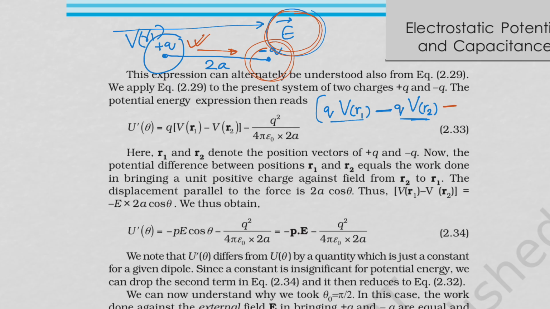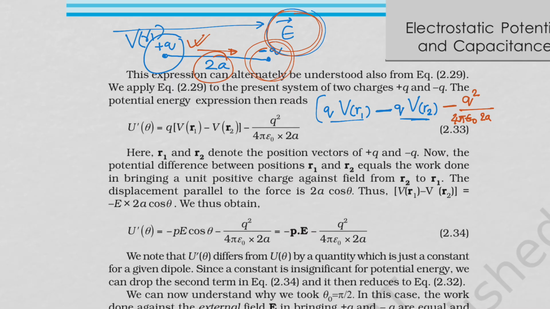That's why we are using the negative sign. One is positive, one is negative. So we have to add the potential, but this is the value of real potential, that is multiplying both the charges. So that is q square divided by 4 pi epsilon naught, and the distance between these two charges is given as 2a, that is the distance between the charges in a dipole. So that is 2a.